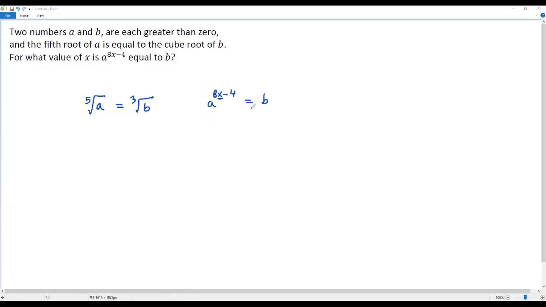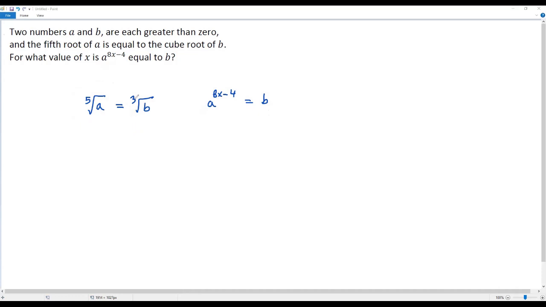Okay, in an equation, whenever I want to solve for a variable that is at the exponent, I have to get the same base on both sides of the equation. Once I get the same base, I can equate the exponents and solve for the variable. Here we don't have the same base on both sides of this equation. We have to get b in terms of a. Then we'll have the same base a on both sides of this equation. Let's solve for b in this equation.